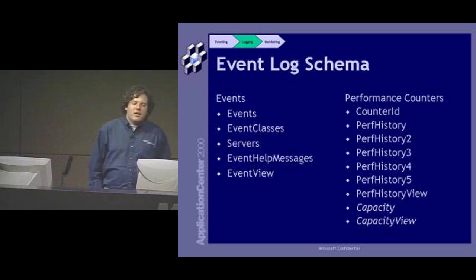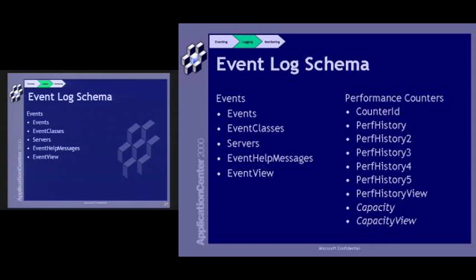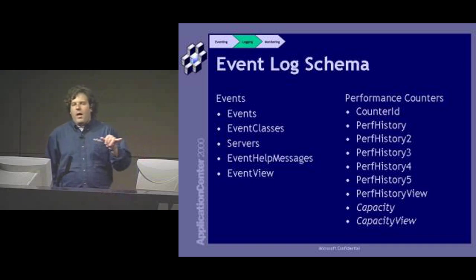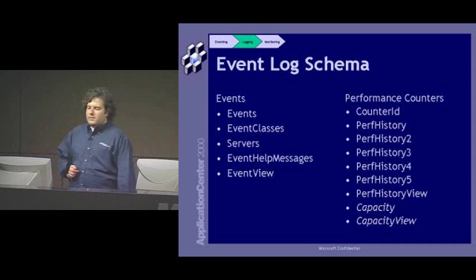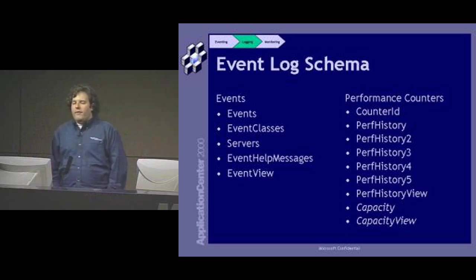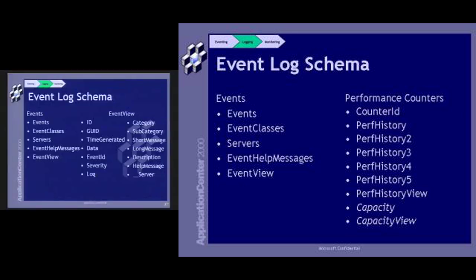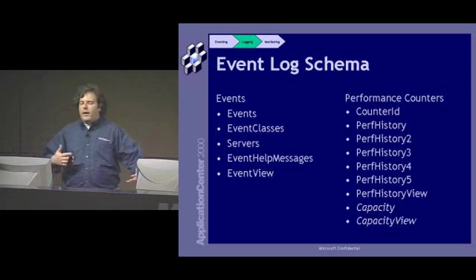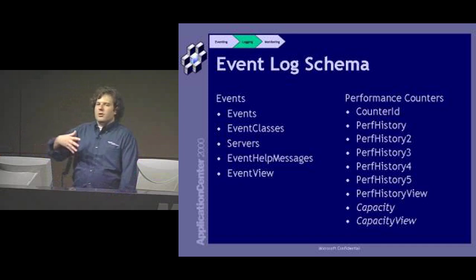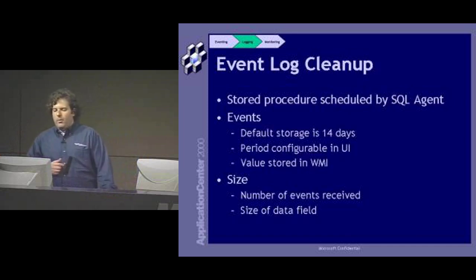For the event log schema, we store all the event instances in the events table, and the metadata common to events in the event classes table. There's a server lookup table. Our help messages are in their own table, and there's an event view to make the join easy for you. In that event view, you get back the event ID, event GUID, what time it was generated, any of the data or message, severity, log, category, subcategory, and all of the messages. This is also the view that we use to build our UI.